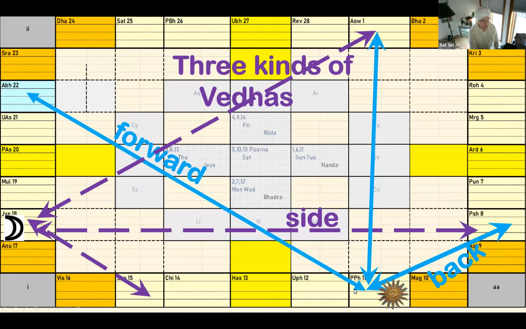One other thing I just want to mention is that the planets who have Vedas on all three sides are only the luminaries and the nodes, Sun and Moon and Rahu and Ketu. They always have Vedas going in all three of these directions. The other 5 planets only get one Veda, and their Veda depends on the speed. If they're going retrograde, it'll be a back Veda. If they're going forward, it'll be a forward Veda. And if they're in the middle ground, where they turned direct, but they haven't gotten up to full speed, then they have a side Veda.